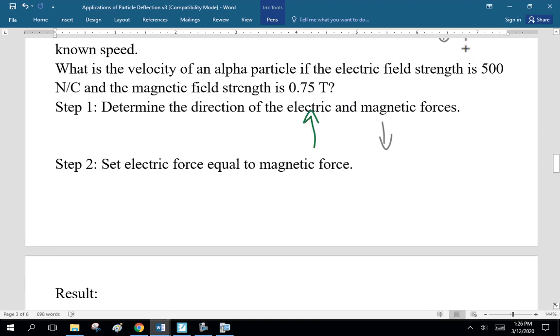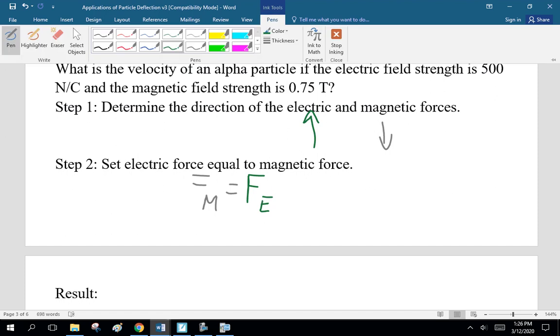Now, F sub M equals F sub E. Question? No, the index finger's the direction of the charged particle's movement. The thumb is the recoil of the force. Bang. Bang. Yes.